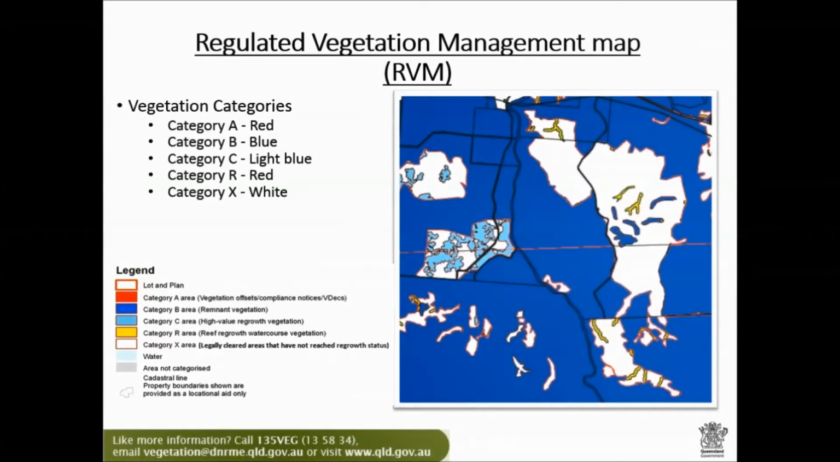So what does the regulated vegetation management map look like? Dark blue, light blue, yellow generally. So the yellow there, you can see that's that category R watercourse mapping. The light blue is category C, high value regrowth, and the dark blue is the normal old category B regulated vegetation. That one doesn't actually show any areas of category A, but they could be where someone's done a vegetation offset for a development, or there's a compliance notice or a voluntary declaration.